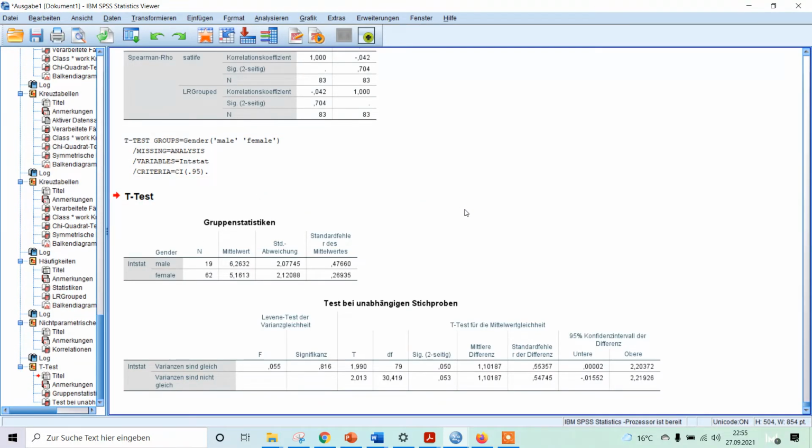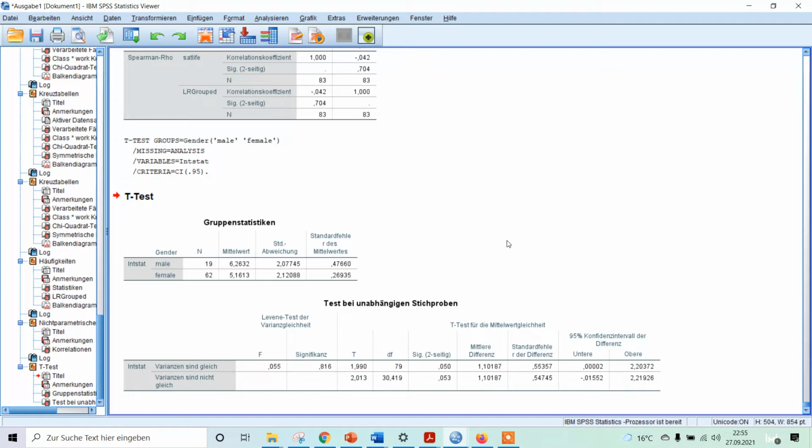So here you have the average. Women's interest is at 5.16, males at 6.26 on a scale from 1 to 10. So the males' interest in this sample is higher. Now again, SPSS compares these observed values to the values that we would expect if the average is the same between males and females, and then it calculates the significance.